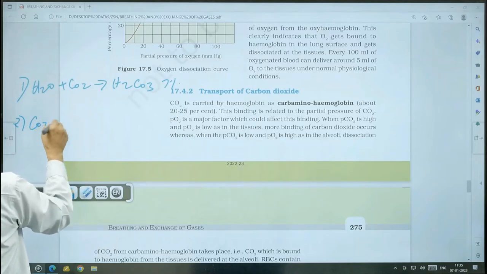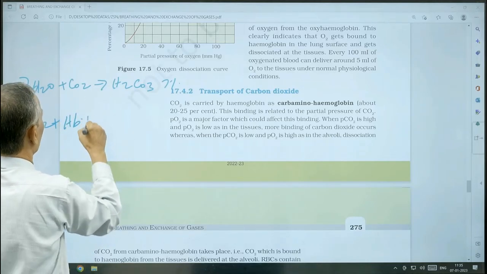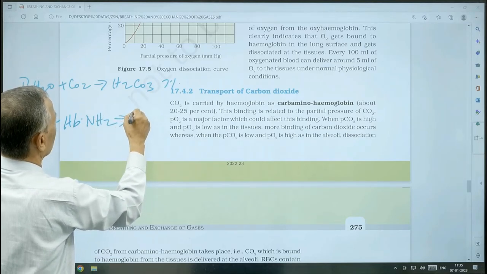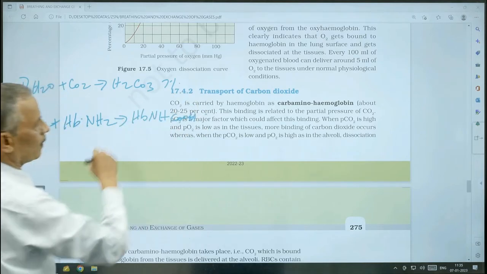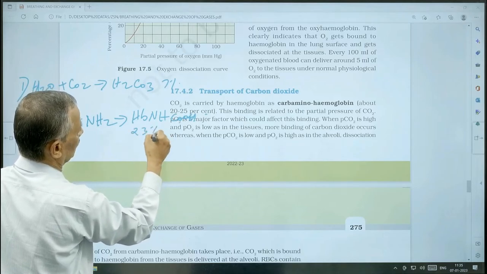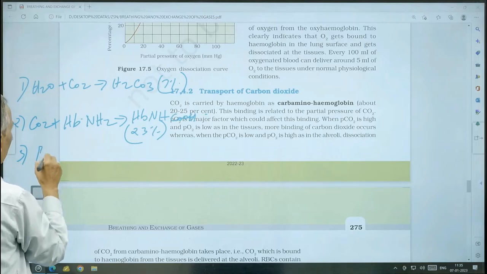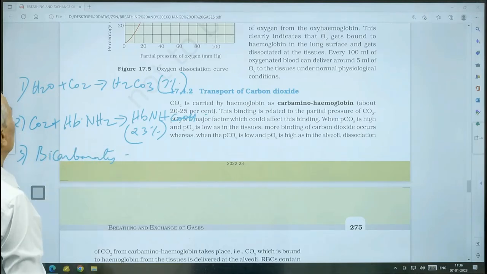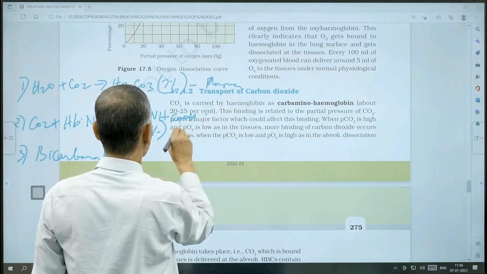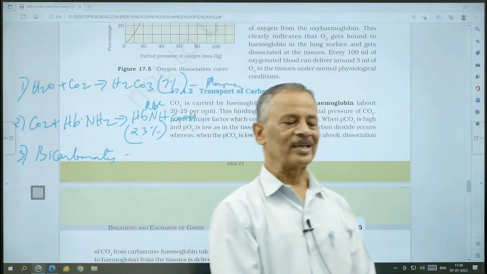Two, carbon dioxide can combine with the amino group of proteins. RBC has hemoglobin, and hemoglobin has an amino group. So carbon dioxide will combine with the NH2 group and form HbNHCOOH, carbaminohemoglobin. About 23% is transported in this way on average. In a dissolved form, 7% is transported in the plasma, and 23% in a chemical form, that is in RBC. So RBC is capable of transporting both oxygen and carbon dioxide.